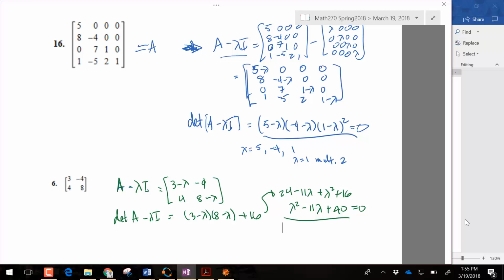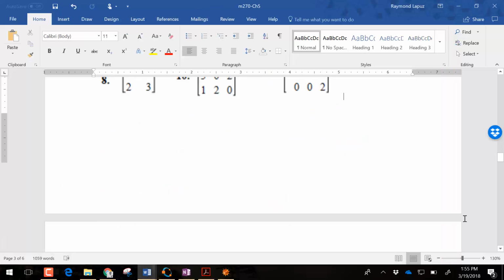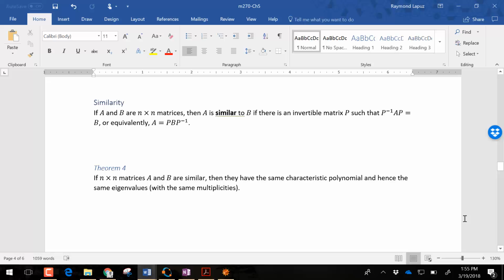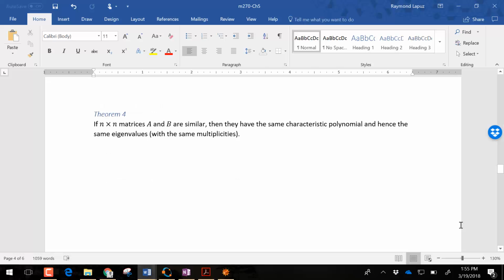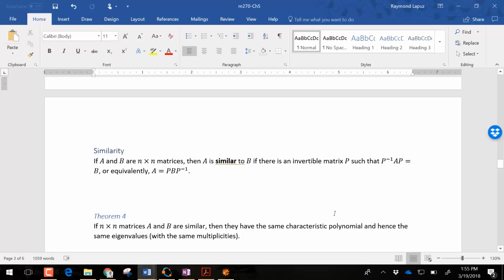Any questions? Characteristic polynomial as your roots. You might have sines and cosines involved again. All right. Similar matrices.